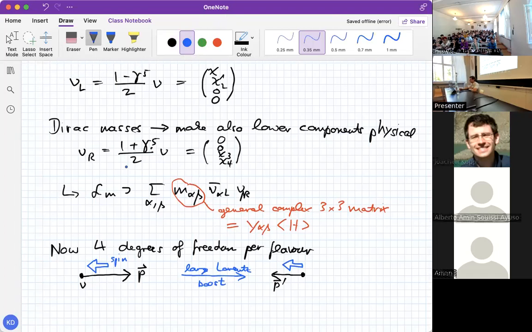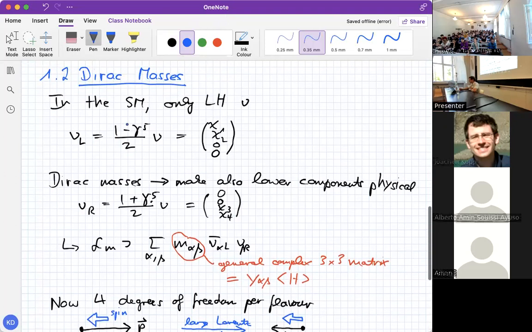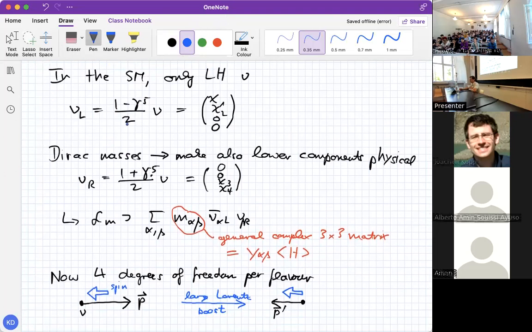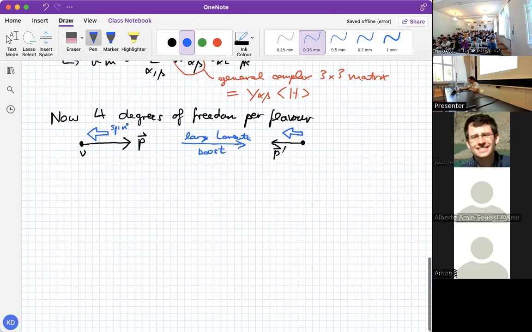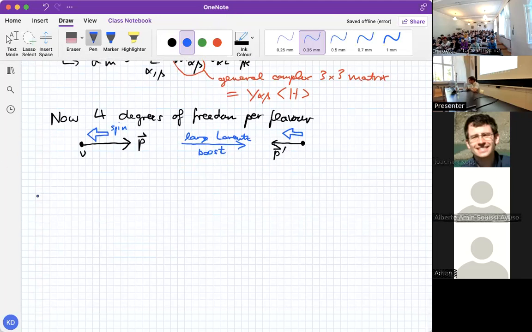Okay, but now I said that this way of introducing neutrino masses is a bit unattractive because there's no explanation for why neutrino masses are so small. So let's go one step further and think about so-called Majorana neutrino masses. Majorana masses.